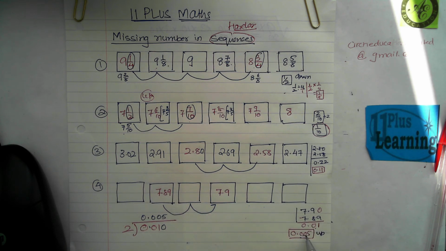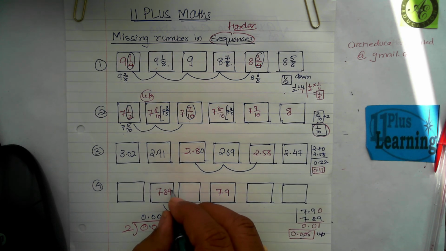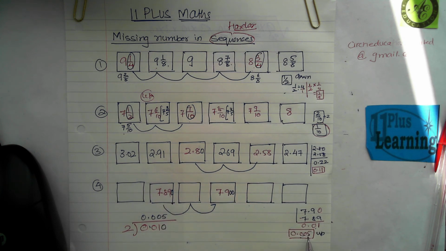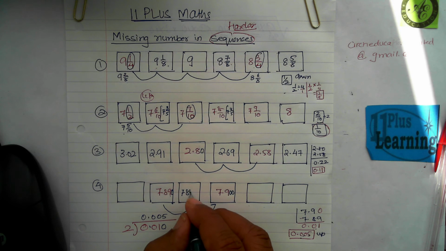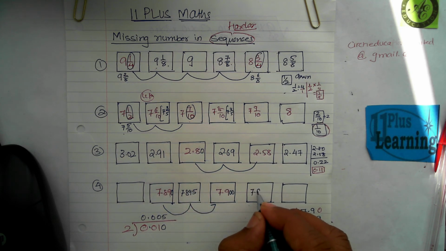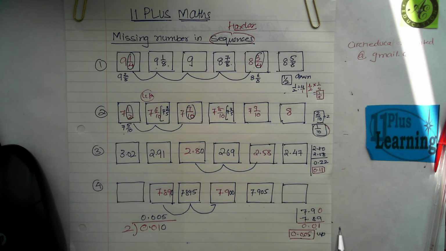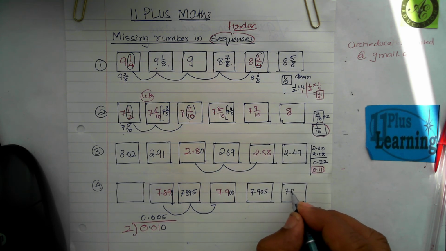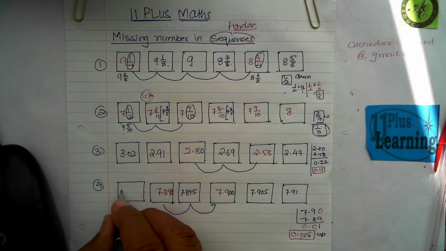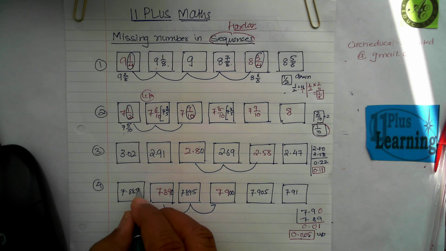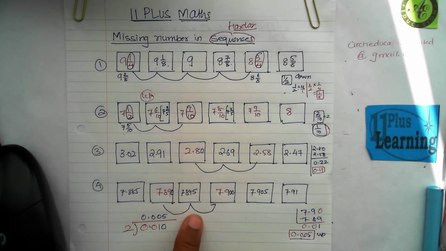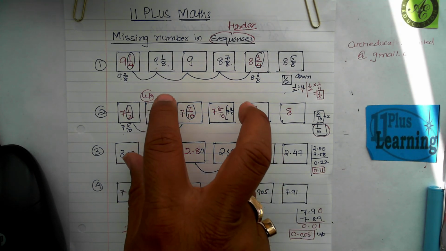So first of all, it's 3 decimal places. I will write all my numbers in 3 decimal places if I can. Okay, 7.890, I'm going to add 0.005, that will be 7.895. 7.900, plus 0.005, 7.905, and then it will be 7.910, 7.91. Going backwards, from 7.890, it will be 7.885.